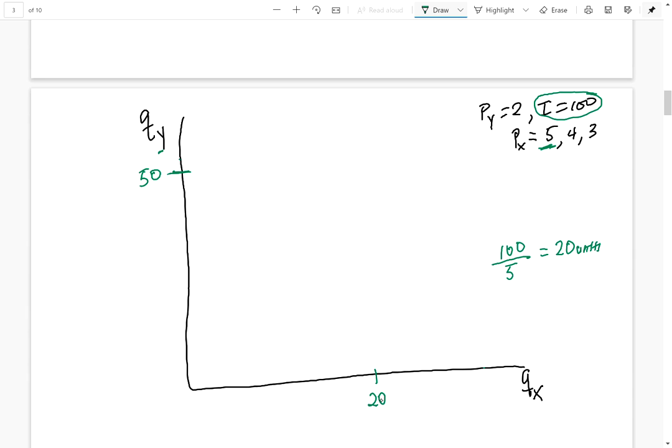Okay, so we can connect these two. We say that at the price point of 2 and 5 for good Y and good X respectively, Rory's budget line will look like this, given that she has $100. Okay, and then we have our utility function. Actually, before, yeah, okay, let's draw it, why not? We have our utility function indifference curve.